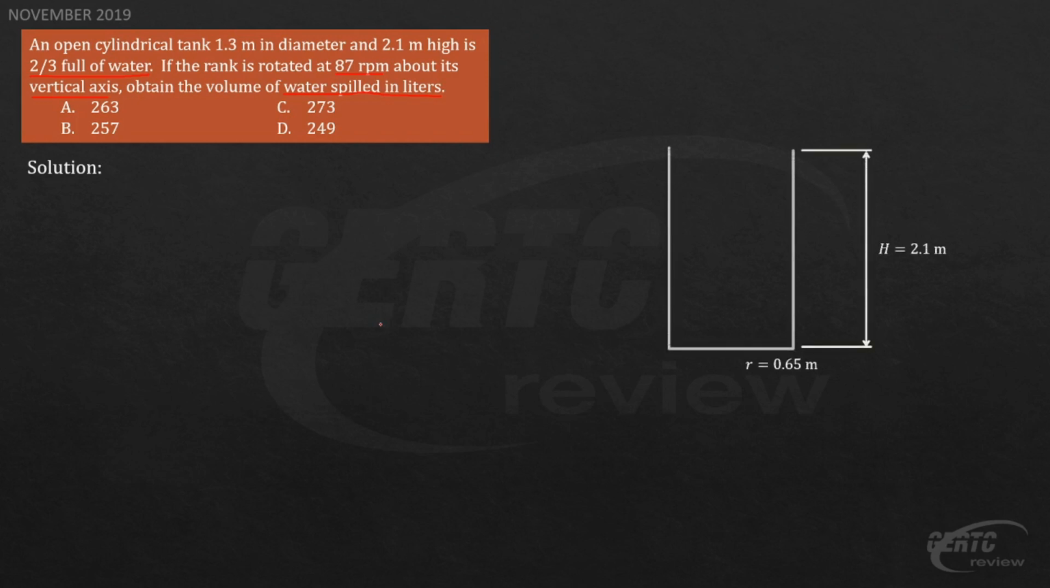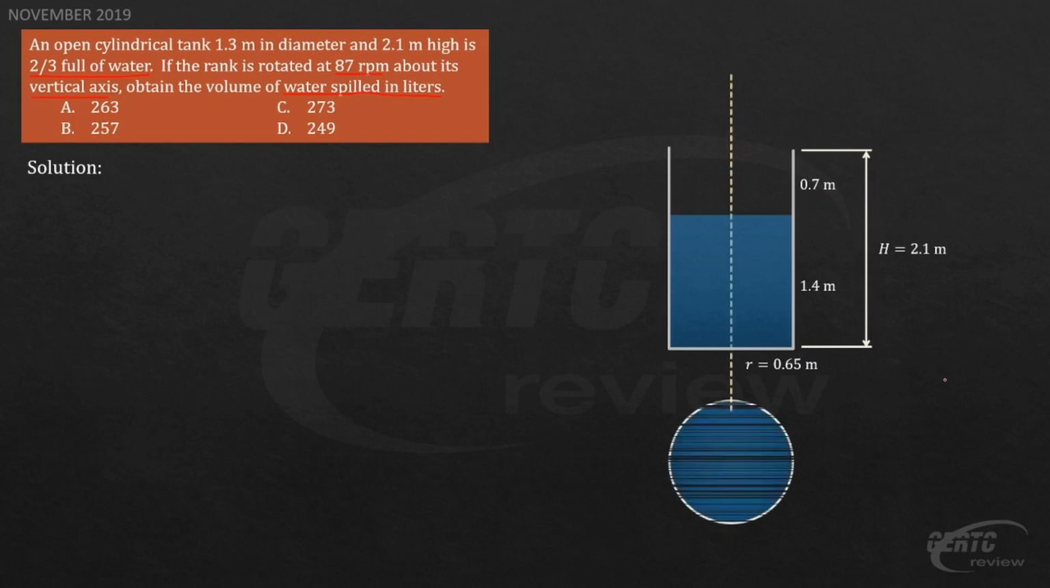Alright, let's illustrate first. This is our tank, 2.1 meters high, 1.3 diameter, so the radius is 0.65. And it is 2/3 full. 2/3 of 2.1 is 1.4. So, 1.4 is its depth, and there is a 0.7 meter headspace on top. It is rotated about this axis. This is our cross-section, like an agitator, spinning around. Alright, what is the principle here? How do you compute the volume spilled? Or how do you know if anything will spill?